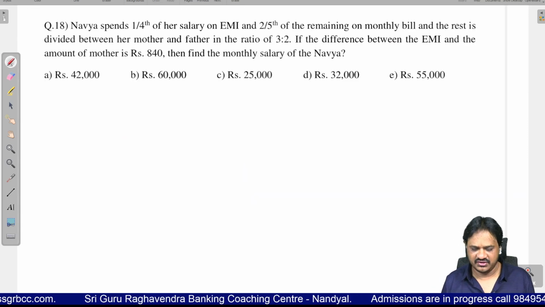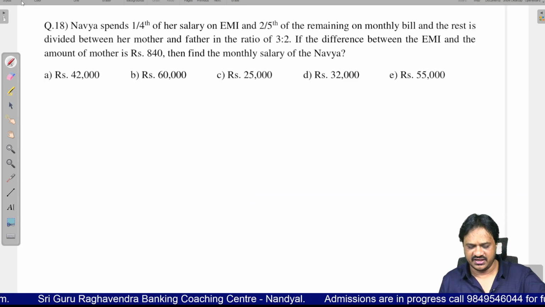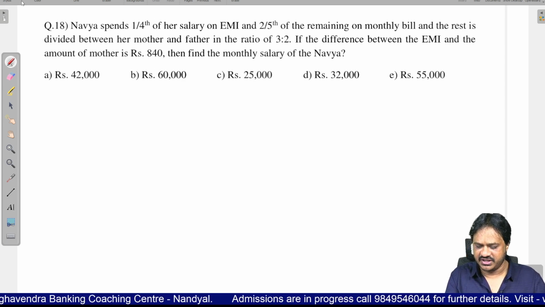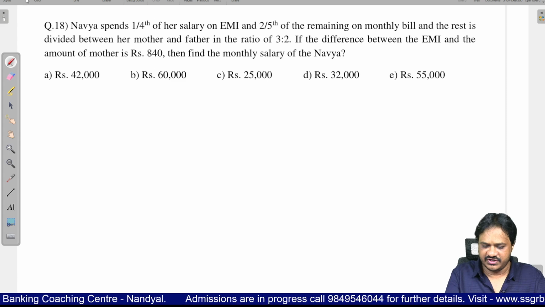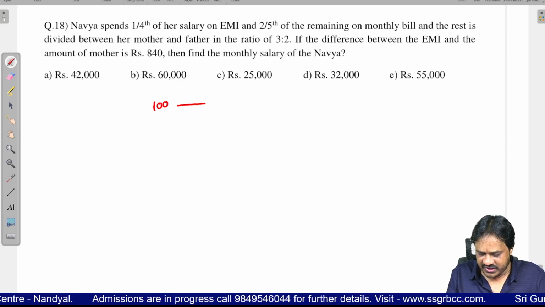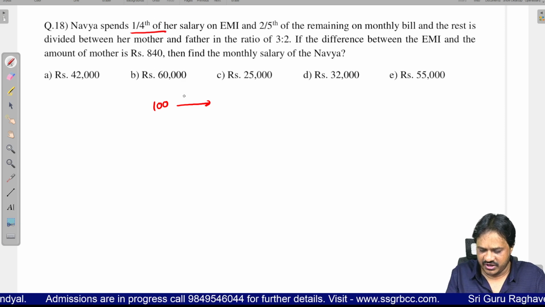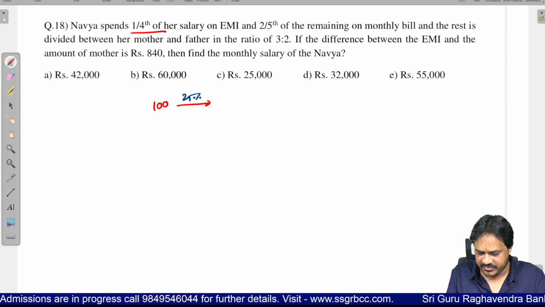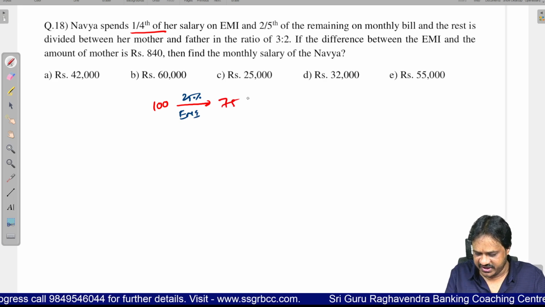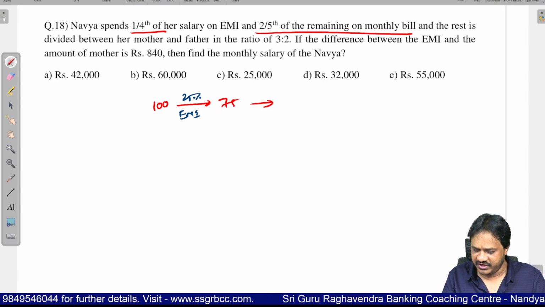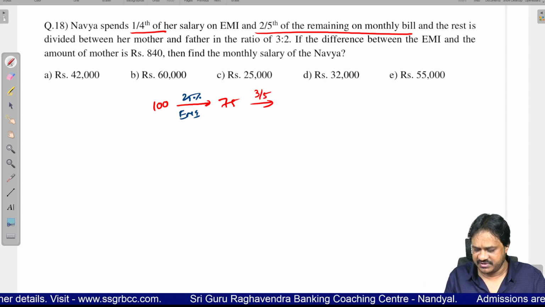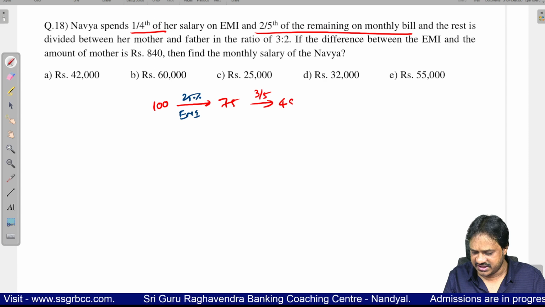Navya spent 1/4 of her salary on EMI, 2/5 on monthly bill. The rest is divided between mother and father in the ratio of 3:2. If the difference between EMI and amount of mother is 840. Okay, let us take total salary 100. 1/4 means 25%. It is for EMI. So balance will be 75. Out of 75, 2 by 5 is on monthly bill. So the rest means 3 by 5. So what is 3 by 5 of 75? That is nothing but 45.